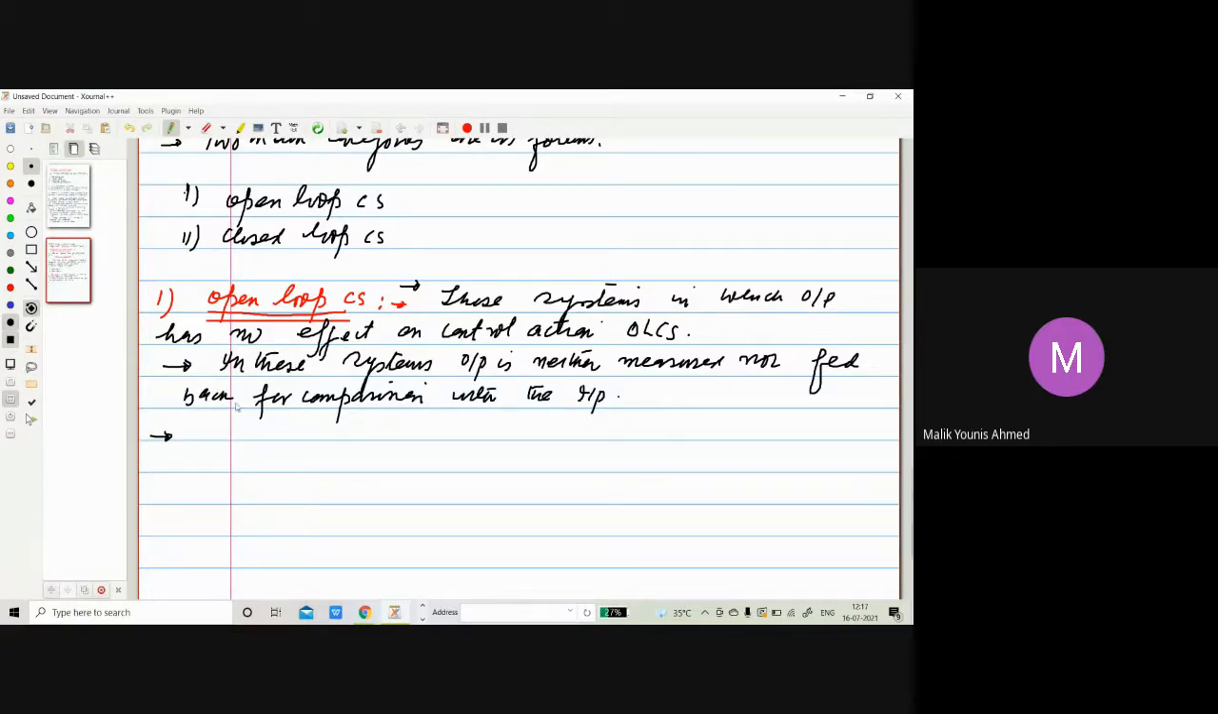Let me give a practical example. Everybody will have a washing machine in their houses. Now, what do we do with the washing machine? Soaking, washing, and rinsing. You soak the clothes, you wash them, and you rinse them with the help of the washer. We have a motor that runs the washer inside it. So soaking, washing, and rinsing in the washer operate on a time basis.